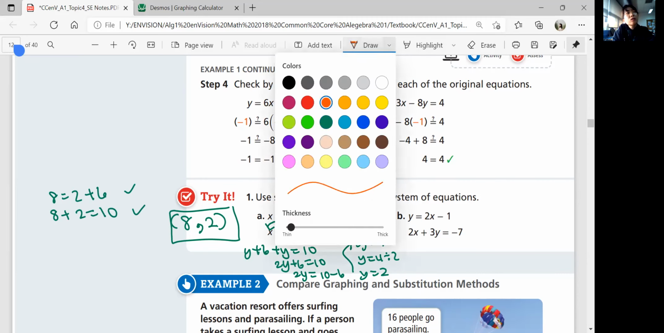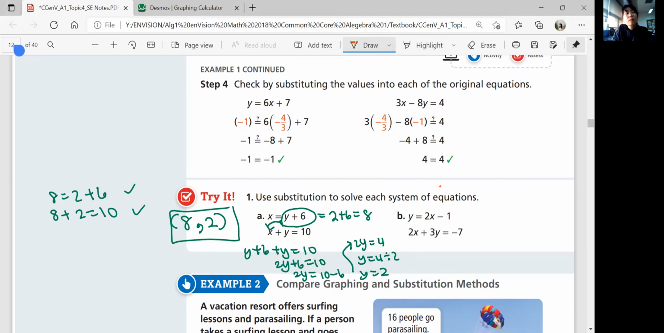Your y is equal to 2x minus 1. So you're going to substitute this into your y. Okay, so you have 2x plus 3 times 2x minus 1 is equal to negative 7. You have 2x plus 6x minus 3, distributive property, is equal to negative 7. Add the like terms. 6 plus 2 is 8x.